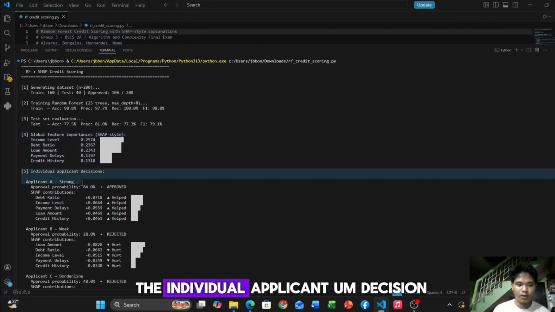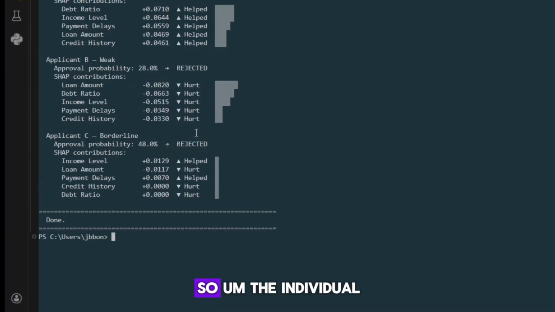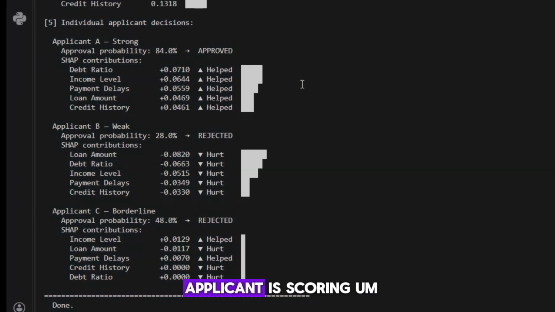And last, we have the individual applicant decision. So the individual applicant scoring: Applicant A has strong features and receives 84% probability of approval. Every SHAP contribution is positive, meaning every feature helped. Applicant B has a 28% probability of approval, so rejected. So every contribution is negative.